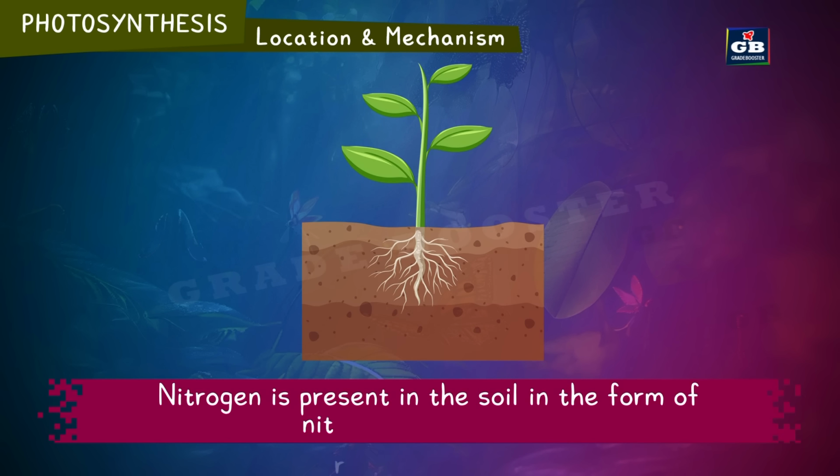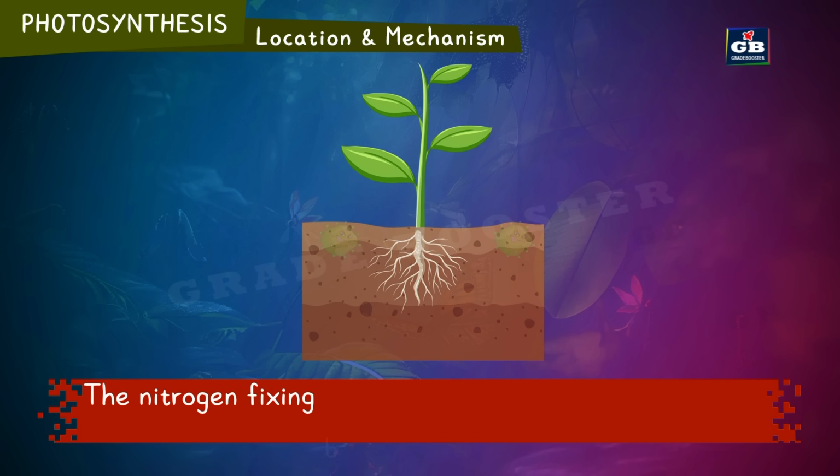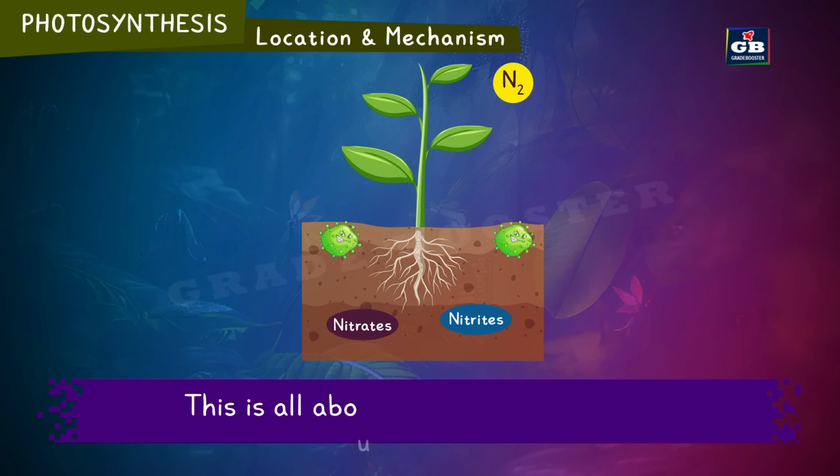Nitrogen is present in the soil in the form of nitrites and nitrates. But from where do these nitrites and nitrates reach the soil? The nitrogen-fixing bacteria present in the soil convert the atmospheric nitrogen into nitrites and nitrates. This is all about nutrition in plants.